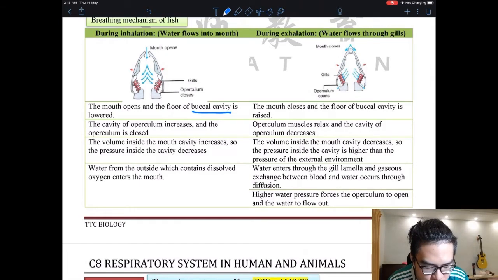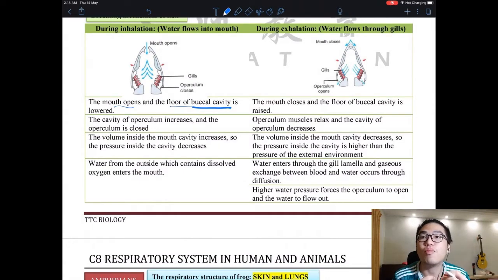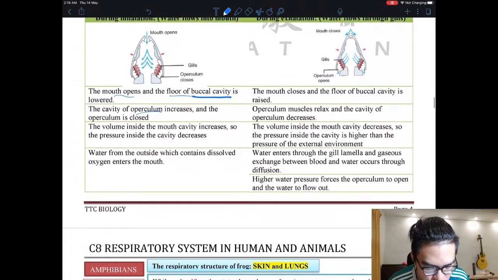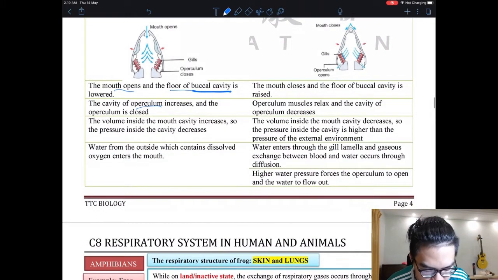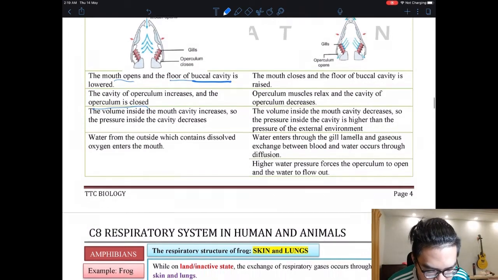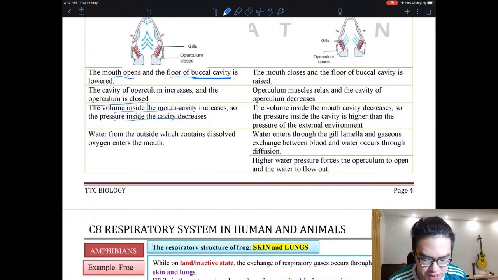So mouth opens, floor lowered, the volume here increases. So what is the operculum? The operculum is this thing that moves. It covers the gills inside. We call this the operculum. So the cavity of the operculum increases. This one is not important. The important thing is the operculum closes. Of course I need to close it. If not, I will draw water in from here. I don't want that. I want to draw water from in front, so I have to close here. So volume increases, pressure decreases, water flows in.